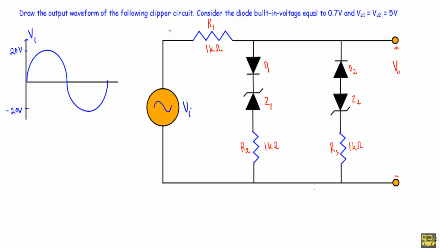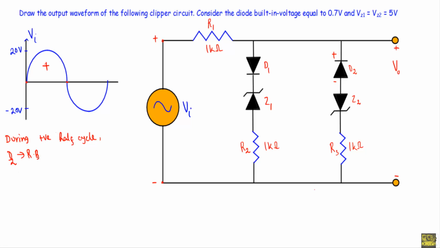Now I will show you how to draw the output waveform of this clipper circuit. Let's say our input is going through its positive half cycle. During positive half cycle, this terminal will be positive and this terminal will be negative. The positive terminal of the applied voltage will be connected with the N side of the diode D2 and the negative terminal will be connected with the P side of the diode D2. As a result, you will see the diode D2 will be in reverse bias during this positive half cycle.